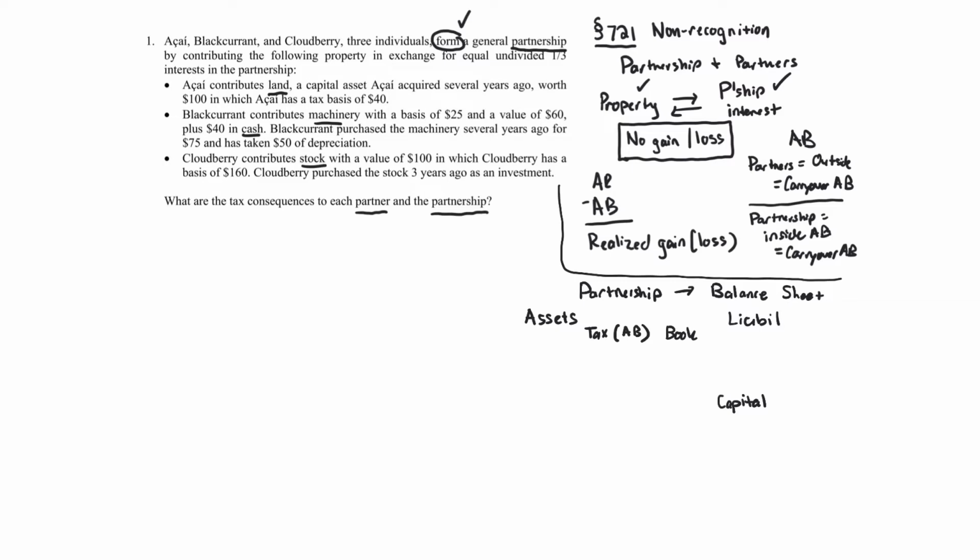So we have four assets here. We've got land, machinery, cash, and stock. Let's just put them by order of liquidity: cash, stock, and then land and machinery. Depends on how you learned it. I'm just going to do land, machinery like that. And again, the rule is the basis in each of these, the inside basis, because again, it's inside the partnership, it carries over.